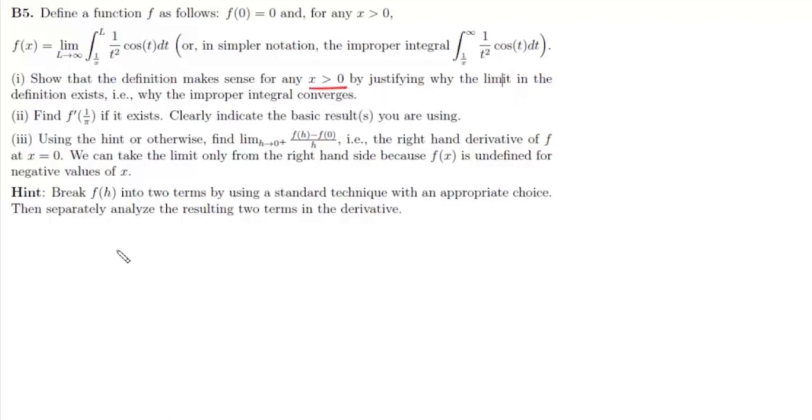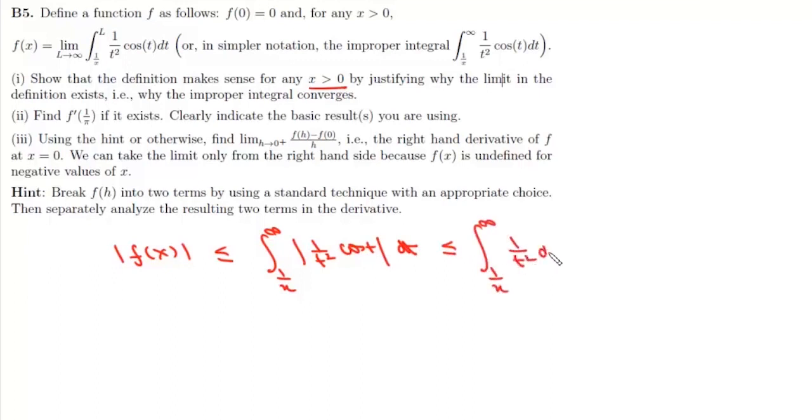Now we look for absolute convergence, then we can write mod fx will be less than or equal to this integral from 1 by x to infinite mod of 1 upon t square cos t dt, and mod cos t is less than 1, so it will be less than or equal to this integral from 1 by x to infinite 1 upon t square dt. Now this integral is minus 1 upon t from 1 by x to infinite, so this is nothing but x. So clearly this integral converges absolutely. So that's your first part.